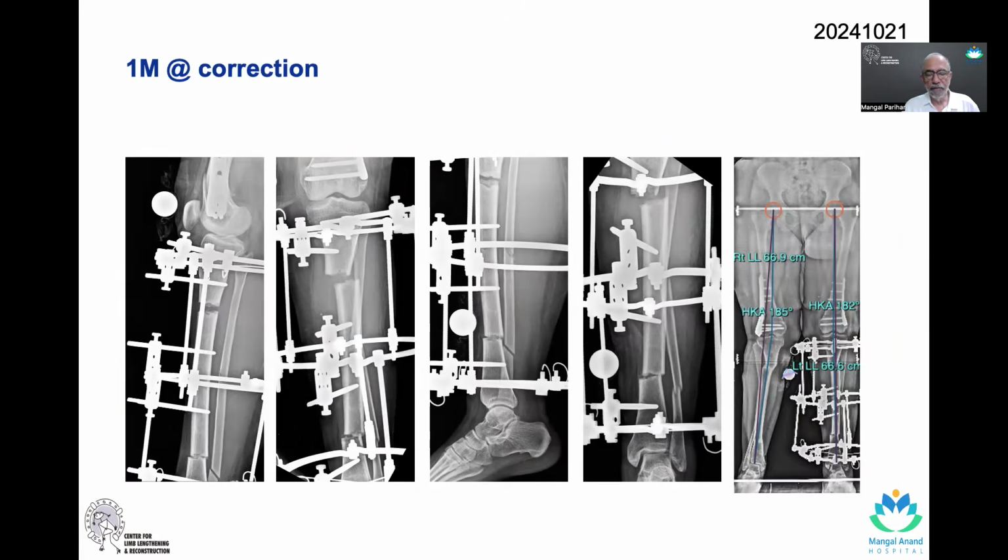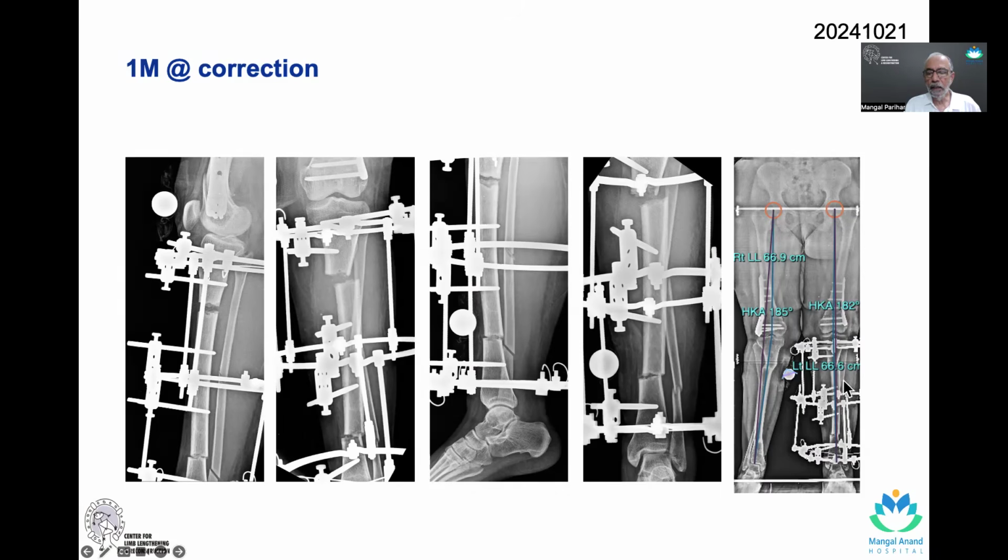Now we have distracted a little to ensure that the ends don't catch on each other. And at the end of it, all we have to do is compress it till the two bone ends are coming into contact. And then finally, we do a full length X-ray again to confirm two things. One, what is the alignment?